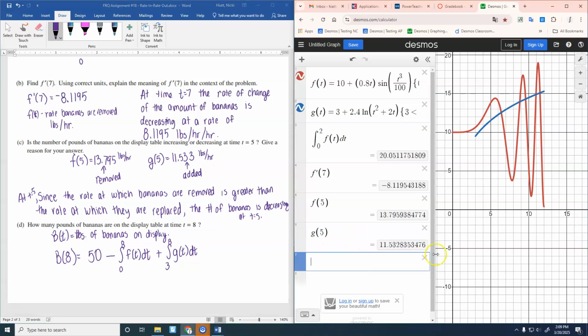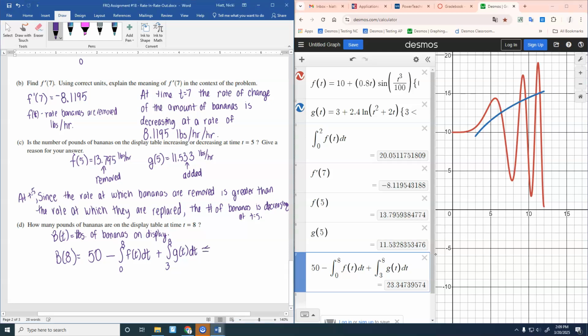So we can just type this in: 50 minus the integral from 0 to 8 of f of t dt plus the integral from 3 to 8 of g of t dt, and we get 23.347 pounds.